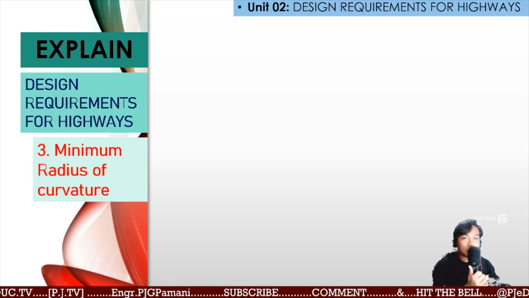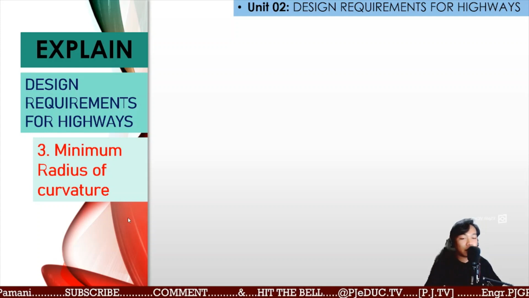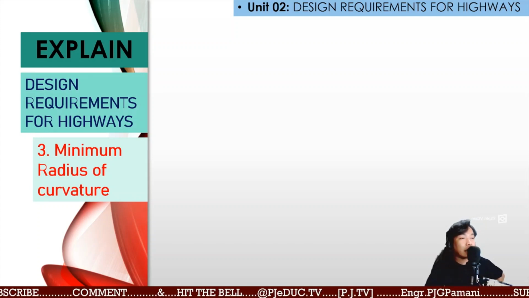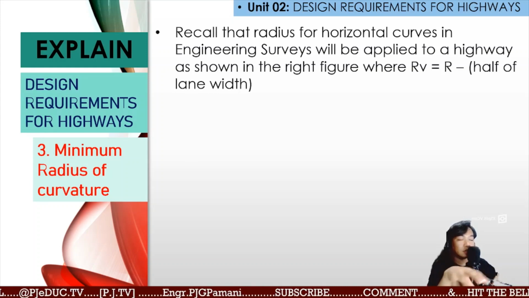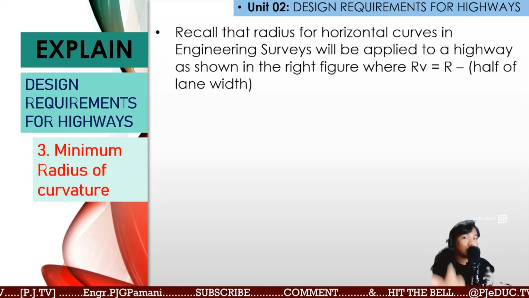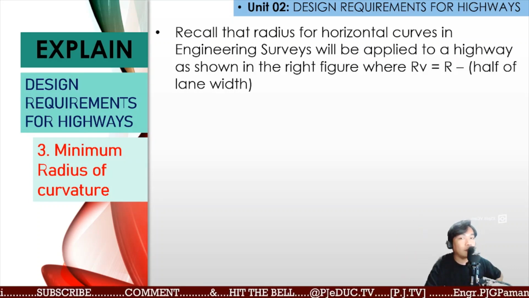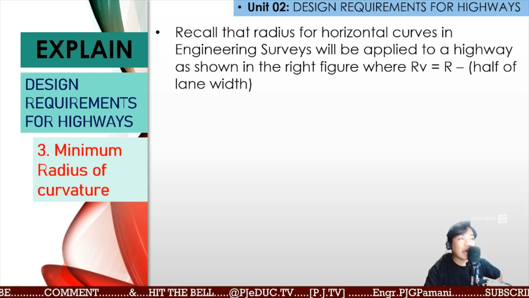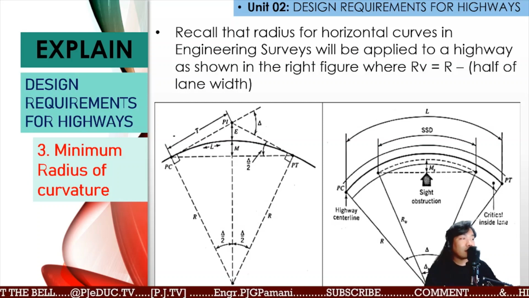Continuation to our lecture, we have here the third requirement for highway design under AASHTO. We have the minimum radius of curvature. When we say minimum radius of curvature, recall that the radius of horizontal curves in engineering surveys will be applied to a highway as shown in the right figure, where RV is equal to R minus half of the lane width.